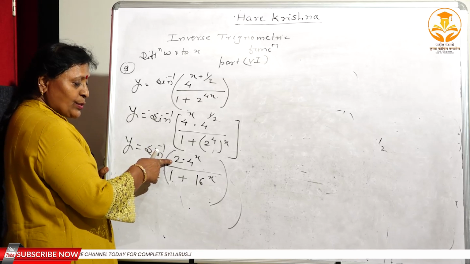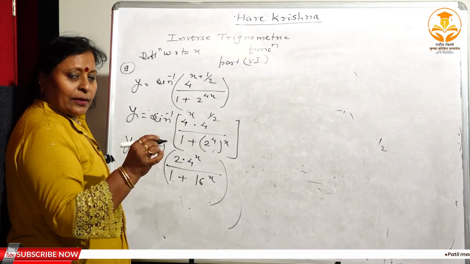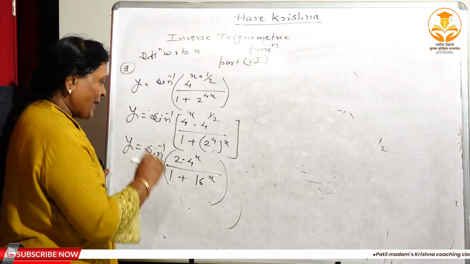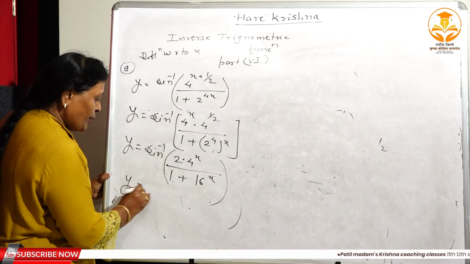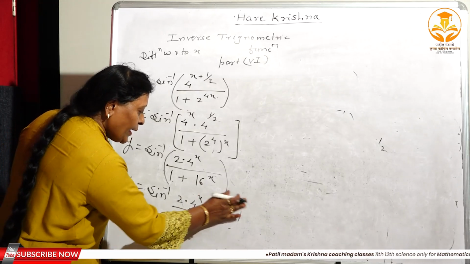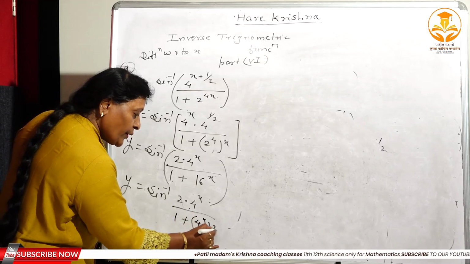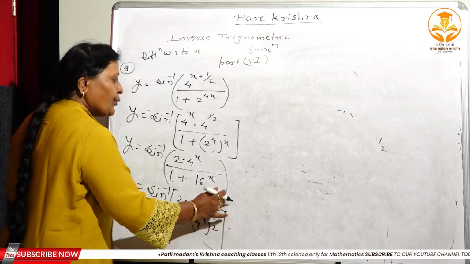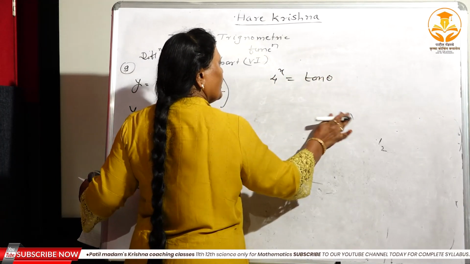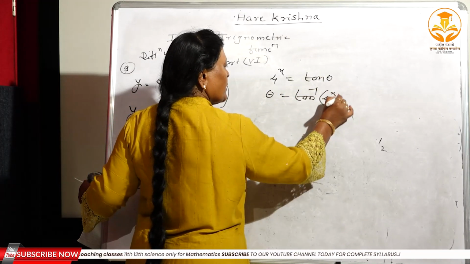Right? By seeing this 2, again you should know which formula you have to use. That is sine 2 theta, it is nothing but 2 tan theta divided by 1 plus tan square theta. Therefore, here you can write sine inverse of 2 times 4 raised to x, and here you can write 1 plus 16 to the power x as 4 raised to x whole square. Now you can substitute 4 raised to x is equal to tan theta. Therefore, theta is equal to tan inverse of 4 raised to x, right?